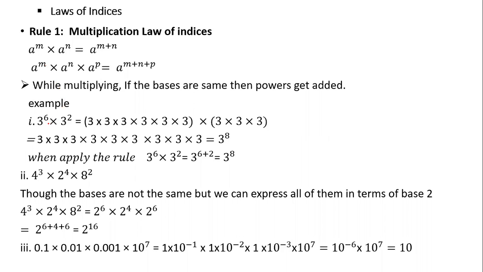Example: 3 power 6 times 3 power 2. So here the base a is 3, and the power m is 6. The base a here is 3, and the power n is 2. So you are multiplying 3 by itself 6 times here, and multiplying 3 by itself 2 times, as you see here. So you have 1, 2, 3, 4, 5, 6. That is 3 power 6. Here we have 1, 2.